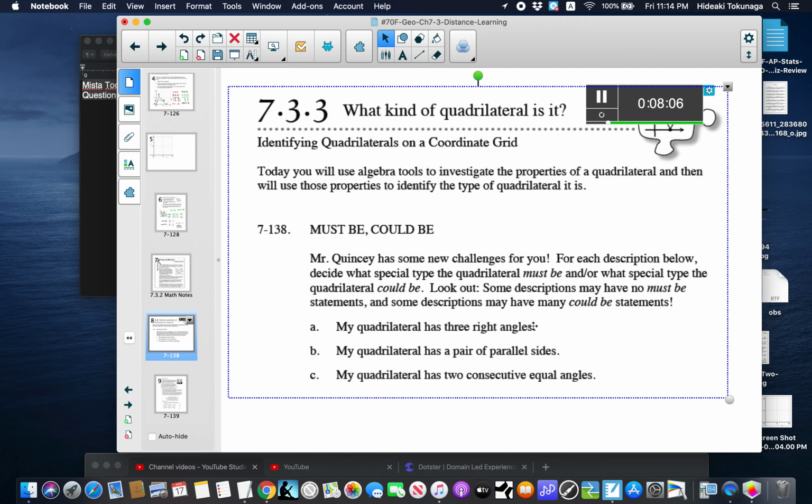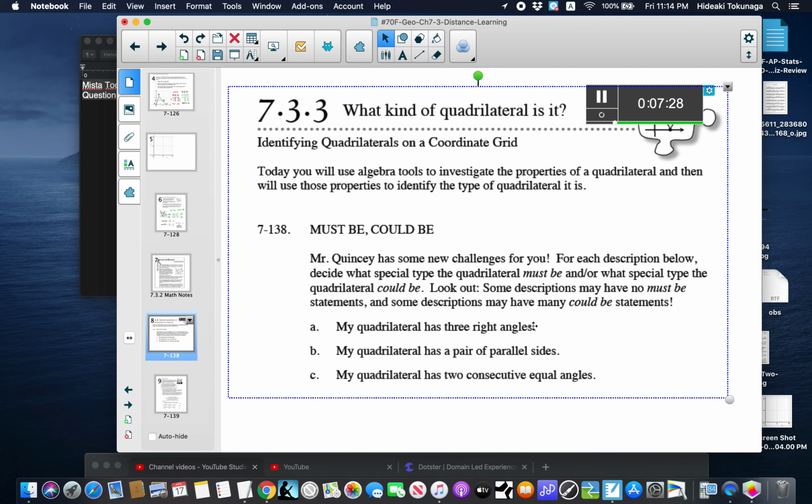My quadrilateral has a pair of parallel sides. Okay, so a pair of parallel sides, and there are 4 sides, right? So it must be that opposite sides are parallel. Okay, so it must be a parallelogram. It could be a rhombus. A rhombus is a parallelogram, but to become a rhombus, it has to have 4 congruent sides. They didn't specify that. So it could be a rhombus.